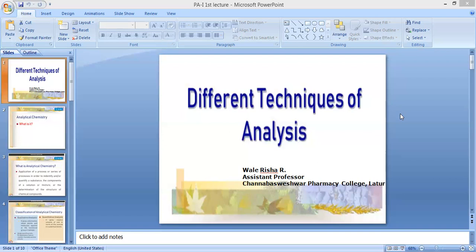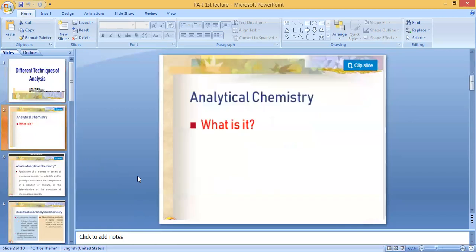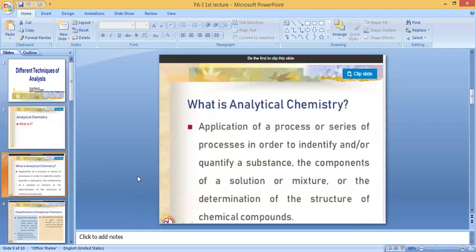So before starting with the classification of pharmaceutical analysis, we should know what analysis is. Analysis, as the name itself indicates, is nothing but finding out either the composition of the drug substance or the concentration of the drug substance. So analysis is the application of a process or a series of processes. With the help of a process or series of processes, we can identify a given unknown compound, or we can quantify it, that is, in what amount the drug substance is present. We can analyze the components of a solution or a mixture, or determine the structure of a chemical compound which is unknown to us.